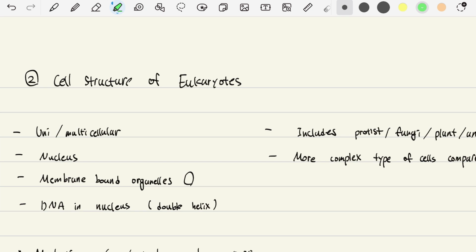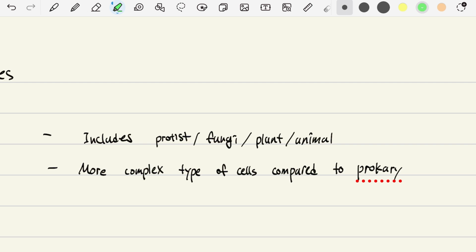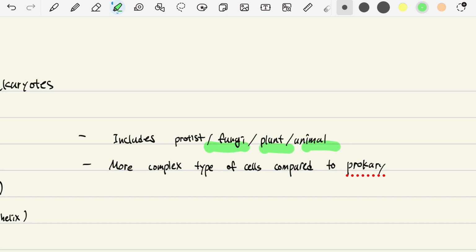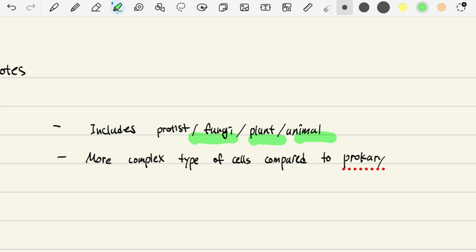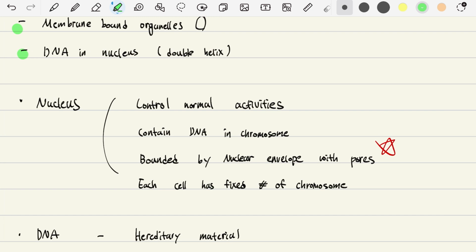Now let's jump into the cell structure of eukaryotes. For eukaryotes, they have four big characteristics. The first one is that eukaryotes are usually uni or multicellular, and they have a nucleus. They have membrane-bound organelles, and they have DNA inside the nucleus which is also double helix or double-stranded. Eukaryotes usually include fungi, plants, animals, and other multicellular organisms, and they are a much more complex type of organism than prokaryotes. So the first organelle of eukaryotes would be the nucleus.